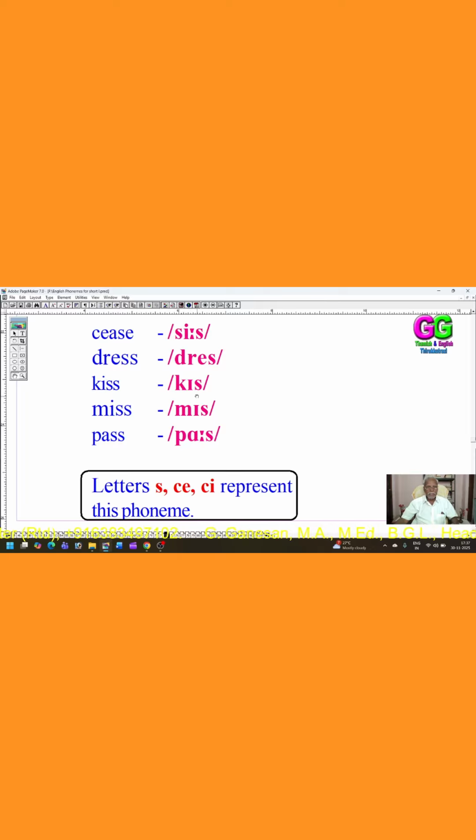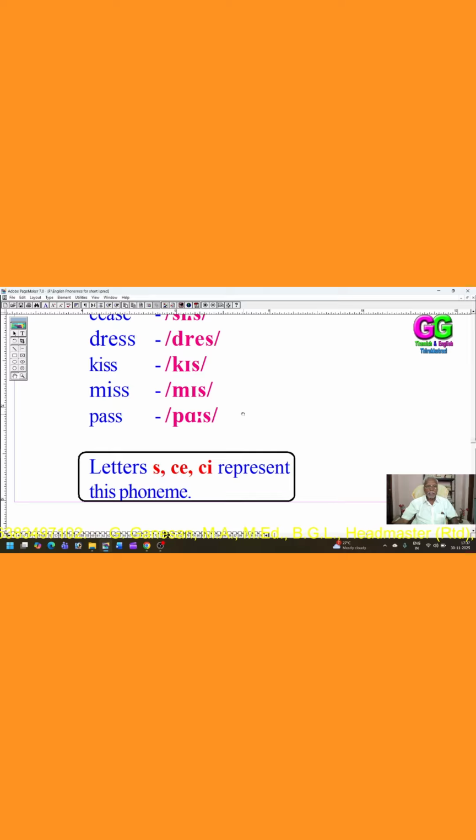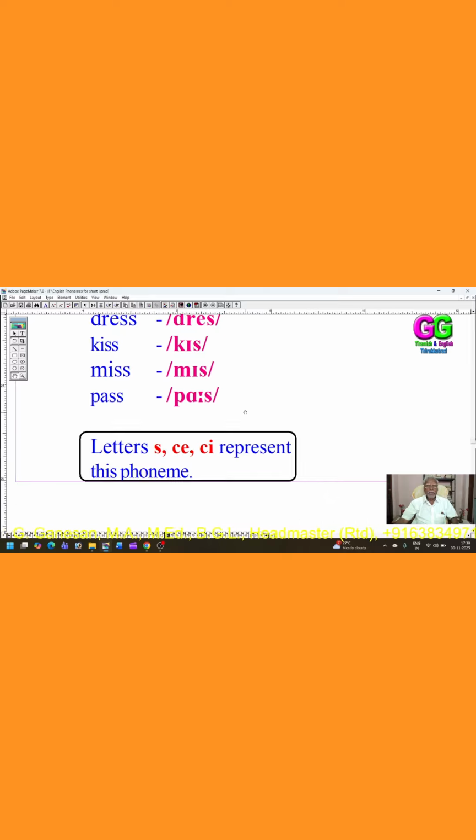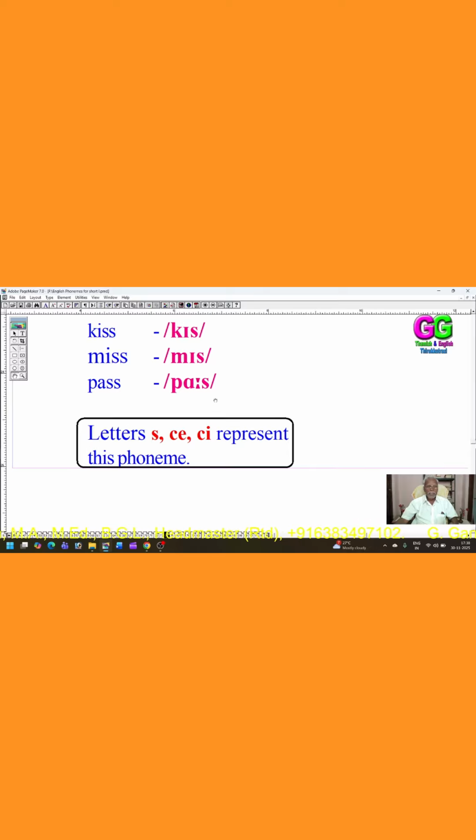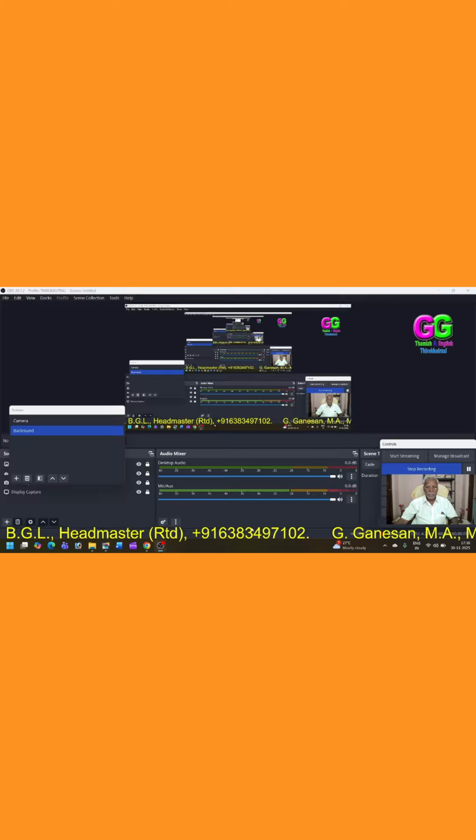K-I-S-S is kiss. M-I-S-S is miss. P-A-S-S is pass. Let us note that S, C-E, and C-I represent this phoneme.